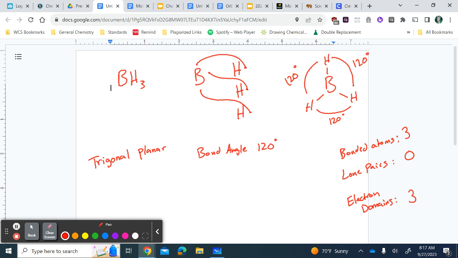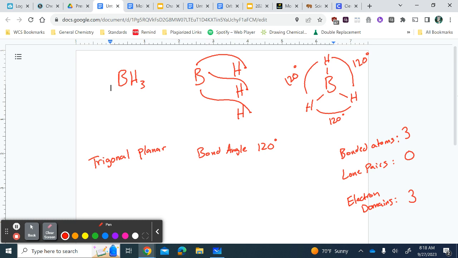Notice how the trigonal planar molecule is different from the linear molecule. Linear has 2 bonded atoms. Trigonal planar has 3 bonded atoms. Linear molecule has 2 electron domains. Trigonal planar has 3 electron domains. So there's a difference if we look at our bonded atoms, our lone pairs, and our electron domains, and that will help us figure out what shape we need to draw these Lewis dot structures in and the shape that the molecule is going to be.